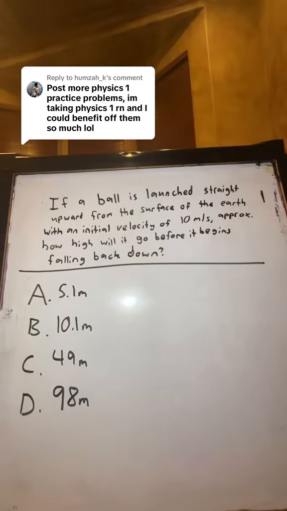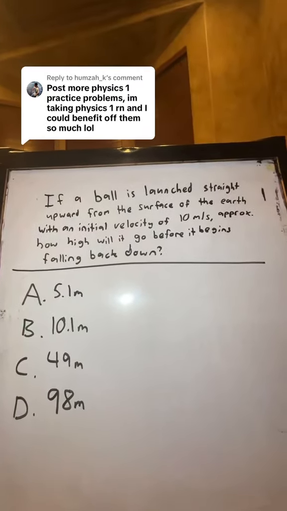If a ball is launched straight upward from the surface of the earth with an initial velocity of 10 meters per second, approximately how high will it go before it begins falling back down? This is a typical kinematics question.